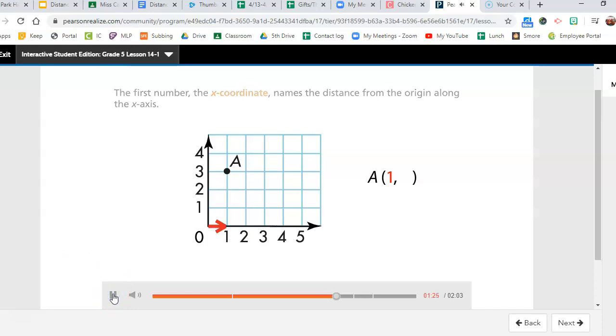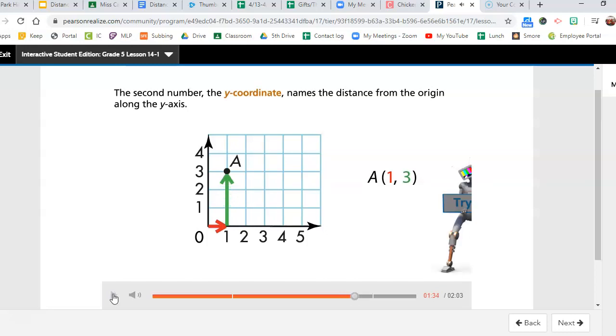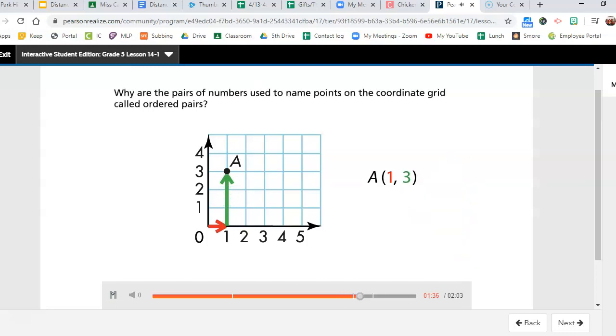Then we have to see how many we're going up. That is the y coordinate. Okay, we go up 3, so then a 3 will go into the position. It always has the parentheses around it when we're talking about an ordered pair. So you will always need to put the parentheses, even when you're writing it down or doing a practice buddy. A comma separates the x coordinate from the y coordinate. The numbers are always named in the same order, the x coordinate first and the y coordinate second.